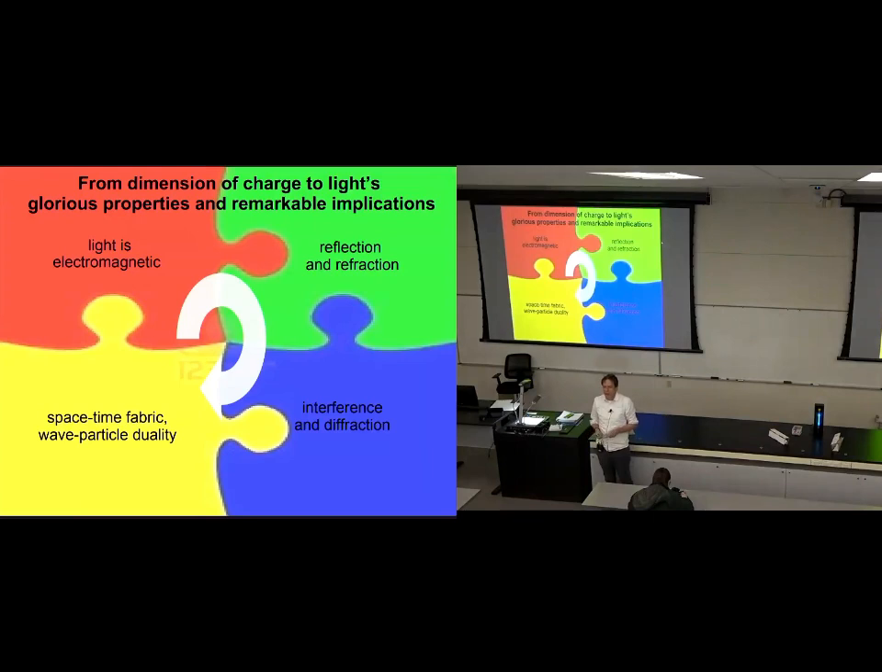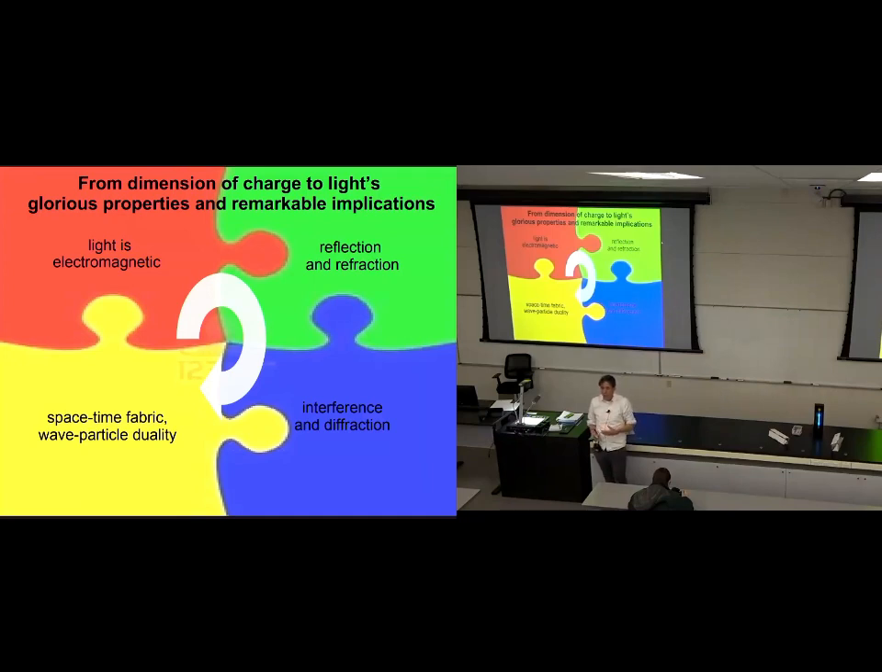Okay, I'll go ahead and get started. We're continuing the story of light. Remember that light emerged as a phenomenon from our understanding of charge and the electric and magnetic fields created by charge, and light is a bundle of those electric and magnetic fields. And light has all these interesting and glorious properties.